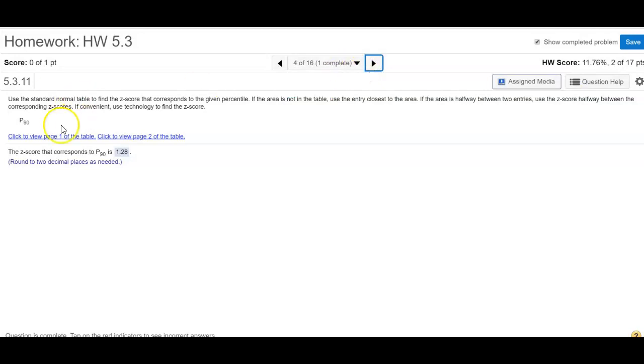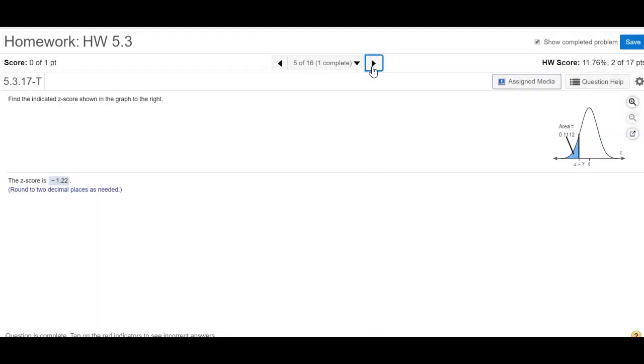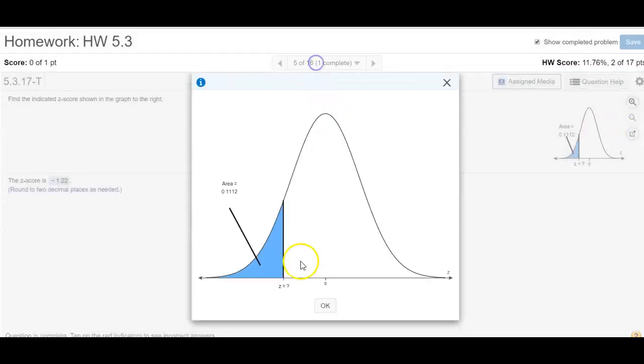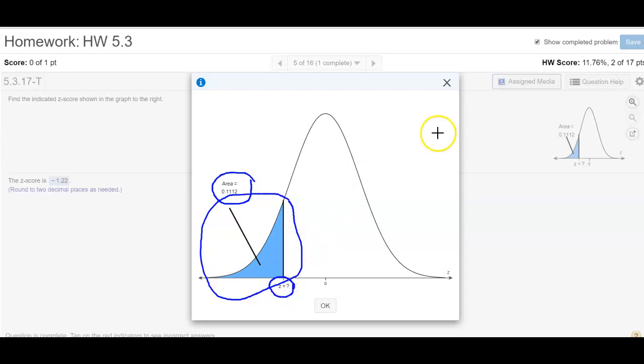Same thing, it's P90, so it's 90 percentage or 90 percentile, which is 0.9. If they don't specify left or right, it's automatically to your left. Let's look at the next one here. I'm going to go ahead and expand this one. Look what they gave me. They gave me area to the left. Do you see that? They gave me the area. The area is 0.1112, and they're asking me to find the respective z-score.